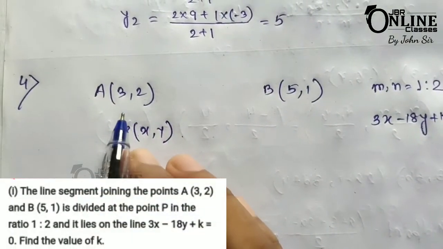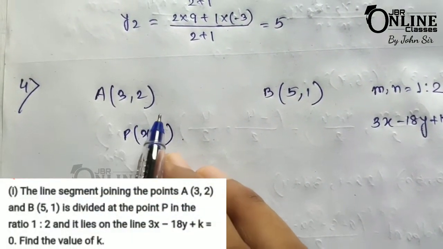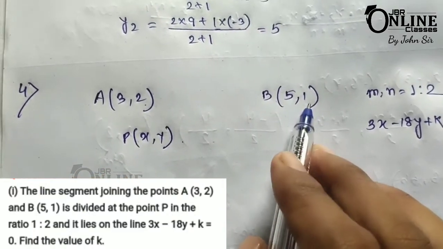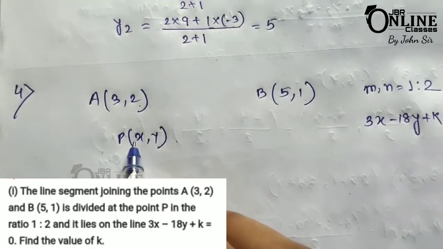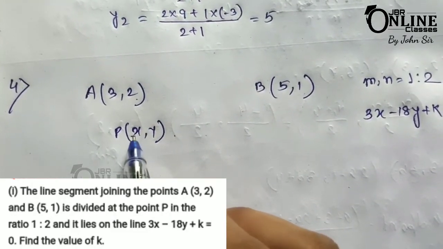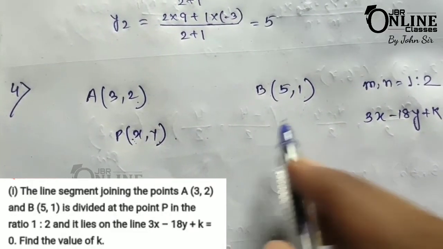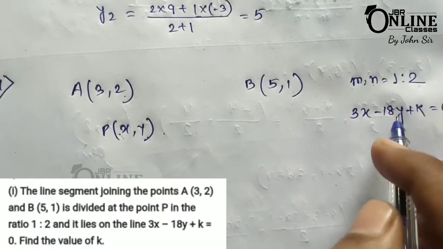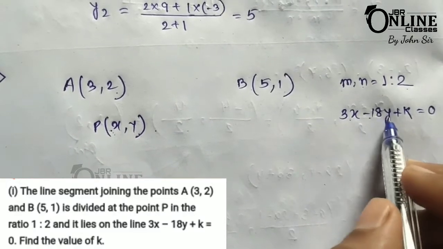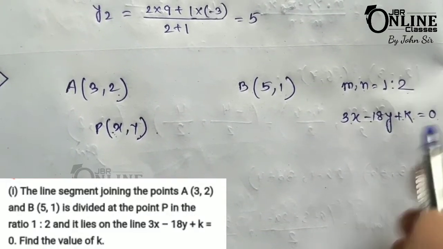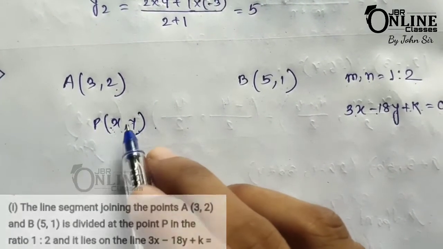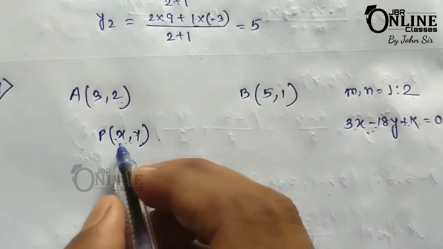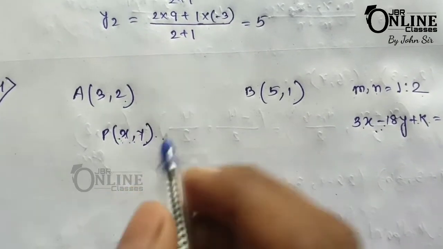Now sum number 4. In sum number 4, the line segment joining the points A (3, 2) and B (5, 1) is divided at the point P. Let the coordinate of the point P be x and y, in the ratio 1:2. That means m is to n equals 1:2, and it lies on the line 3x minus 18y plus k equals 0. That means the point P lies on that. So first we have to find the value of x and y.